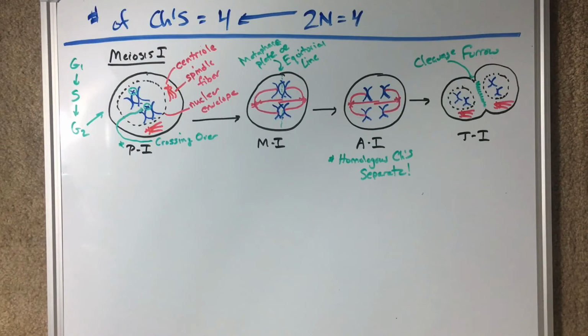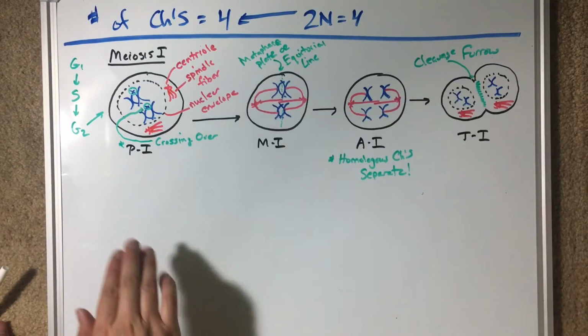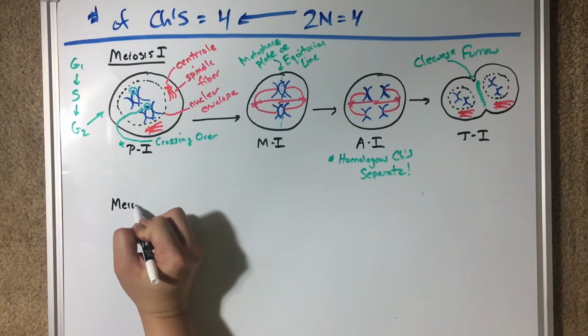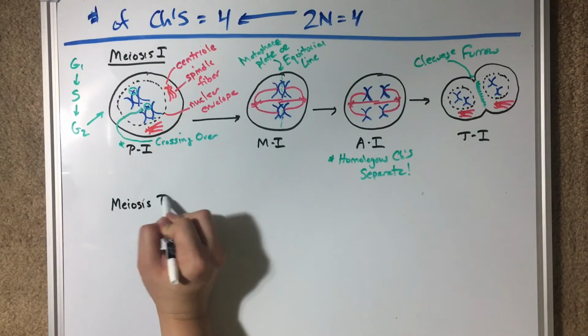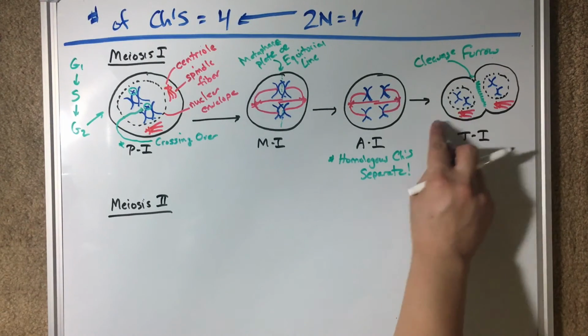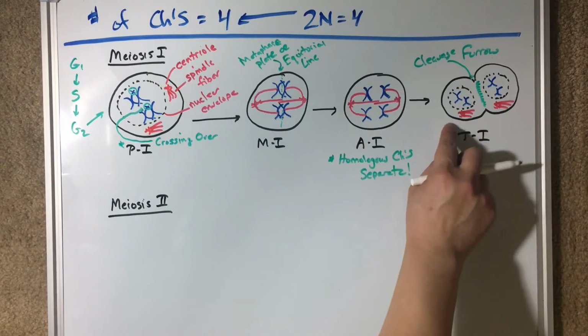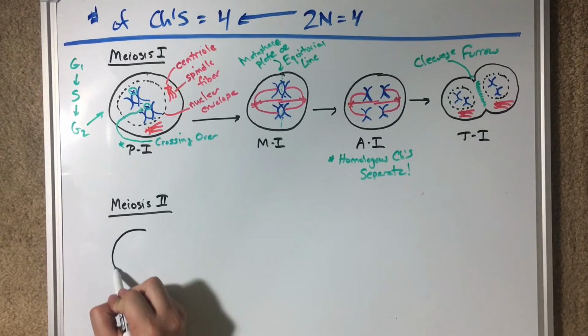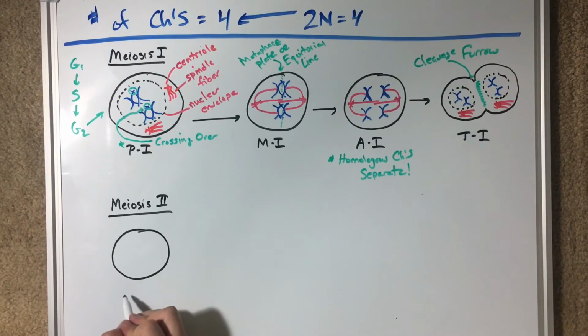All right. But this is just meiosis 1. We need to get to meiosis 2. We're not done yet. Now I'm just going to take one of these cells. We're not going to do two, just one of these cells. So I'm going to take one right here. I'm going to call this, obviously, prophase 2. That's the next step.